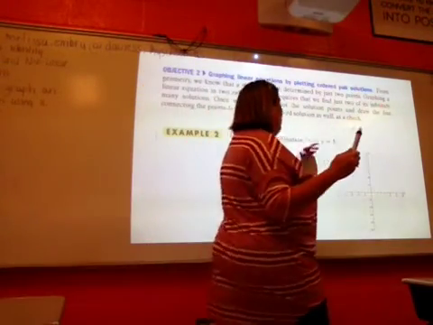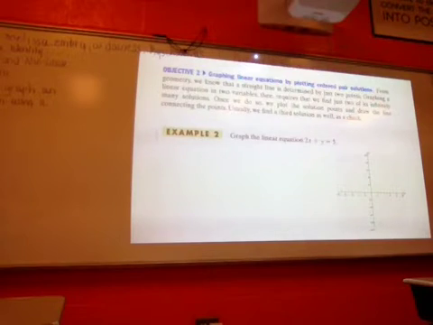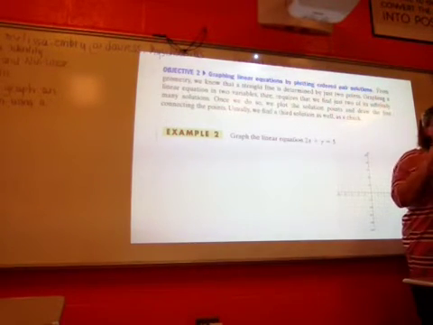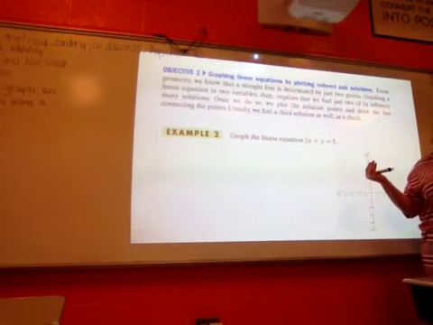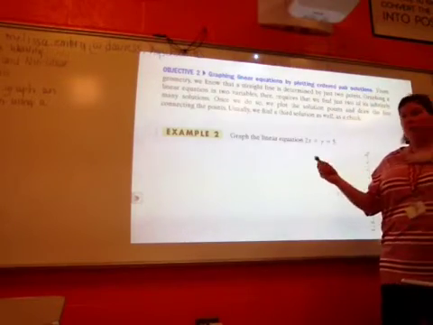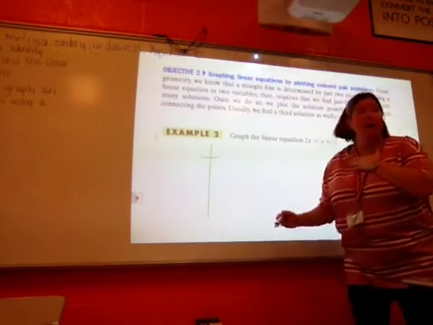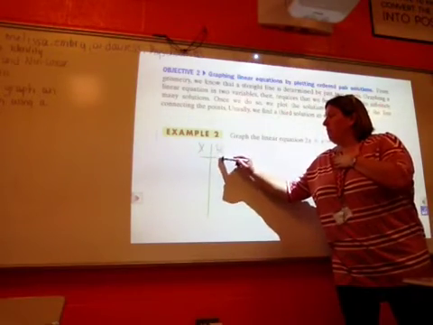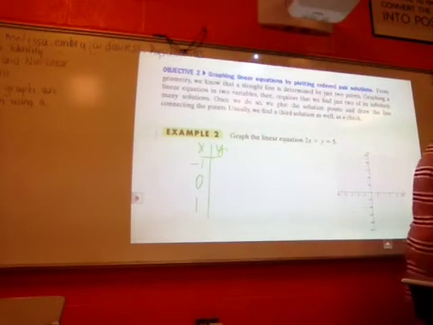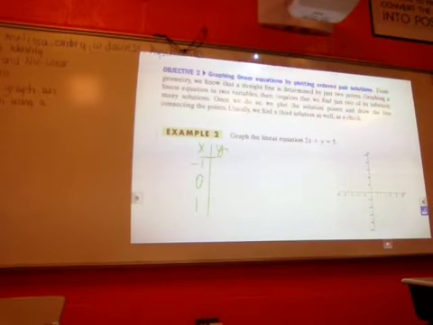Here's our first equation. 2x plus y equals 5. Now, we need a table of values. This is easier when we all are consistent with our table of values, but you don't have to have the same table of values as your neighbor. My personal favorite table of values, my very favorite, is -1, 0, 1. Those are my very favorite ones to use.